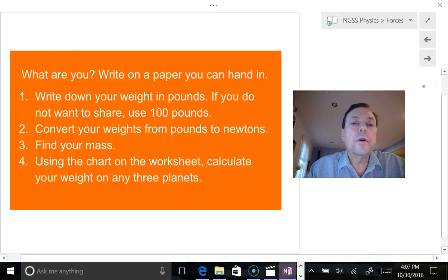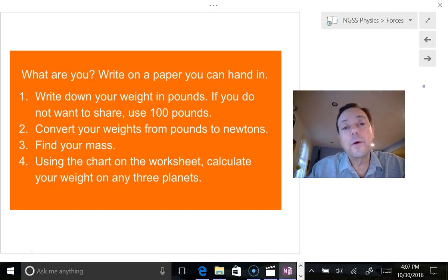So what are you? Write on a paper you can hand in, write down your weight in pounds. If you do not want to share, use 100 pounds. Convert your weights from pounds to newtons, find your mass, and using the chart on the worksheet, that's at the end of this, calculate your weight on any 3 planets. You guys will get the worksheet in a little while, or you've gotten it already. And let's see. I'm going to use 100 pounds.